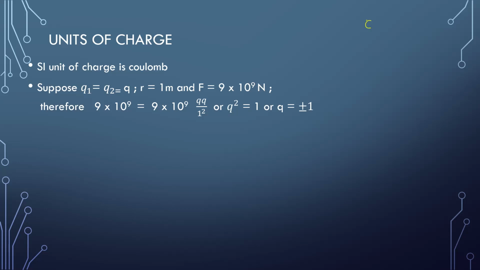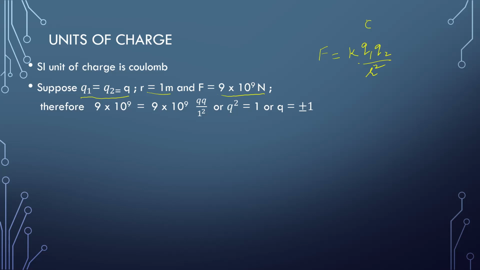Now suppose Q1 is equal to Q2 is equal to Q. We will find out how to define 1 Coulomb. Now we know that the relation for Coulomb's law is F is equal to K, which is the electrostatic force constant, Q1 into Q2 upon R square, right? So if Q1 is equal to Q2 is equal to Q, and R is equal to 1 meter, and F is equal to 9 into 10 to the power of 9 Newton.